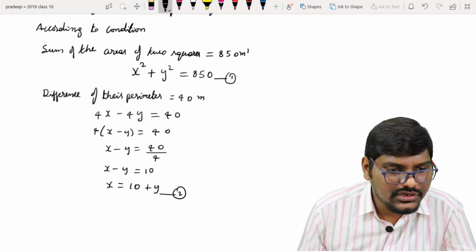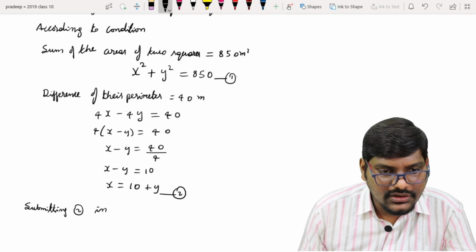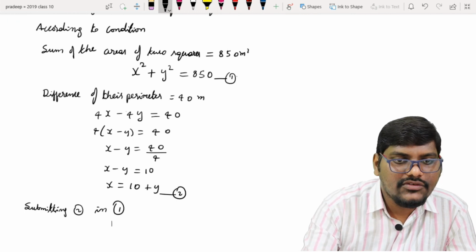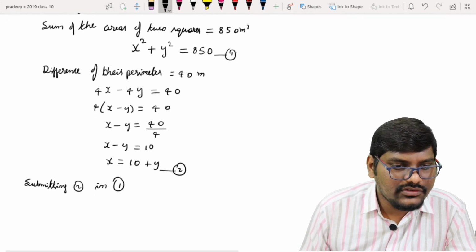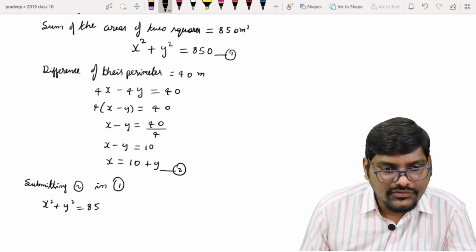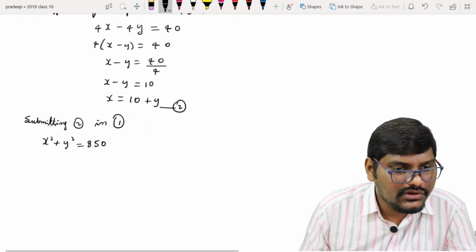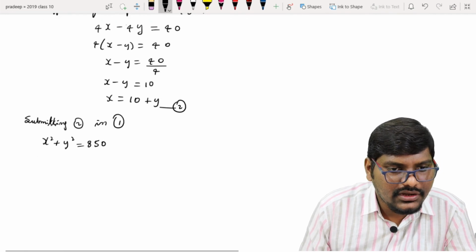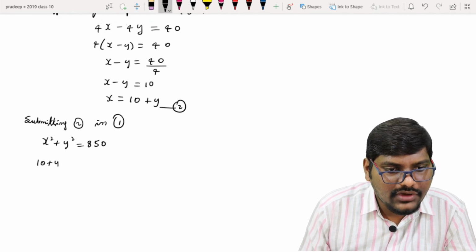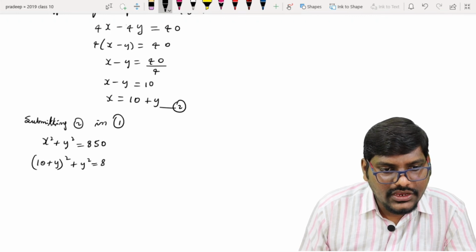So I'll write here, substituting 2 in 1. I'll substitute the second one in the first one. What is the first equation? x square plus y square equal to 850 is the first one. In the place of x, I'll write the second one, that is 10 plus y whole square plus y square equal to 850.